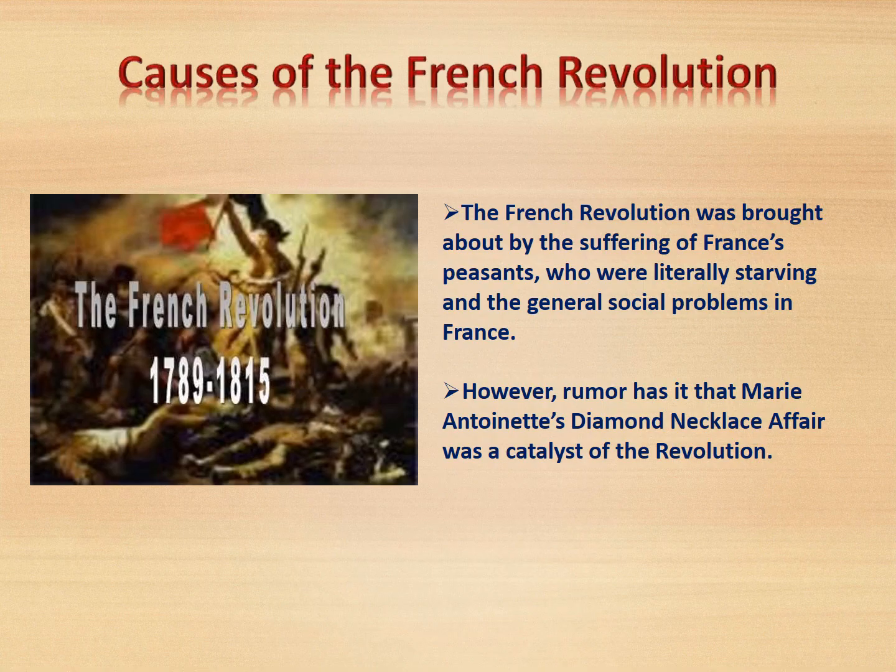The causes of the French Revolution. Why did the French Revolution happen? The French Revolution was brought about by the suffering of France's peasants, who were literally starving, and the general social problems in France. However, rumor has it that Marie Antoinette's diamond necklace affair was a catalyst of the revolution.